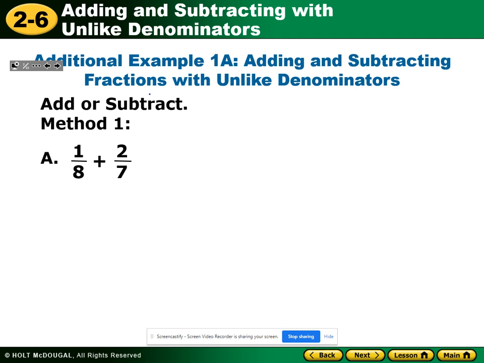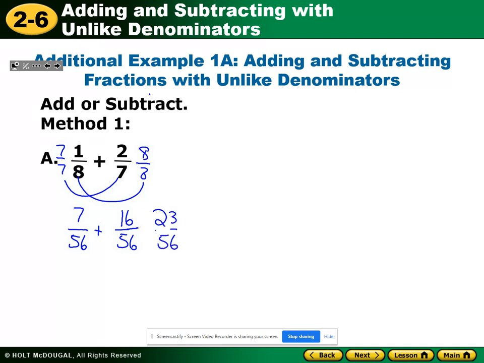So what they said is I can either say, 8 over 8, and I get 16 over 56. And this one, 7 over 7, and I get 7 over 56. And I remember that they're adding. So 23 over 56 is what my answer is.